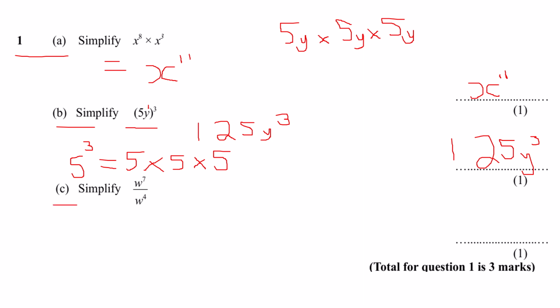Okay, but part c, simplify y to the 7 divided by y to the 4. Remember that fraction line is a division. When I divide, guys, with the same base, I'm going to subtract the powers. So that's 7 minus 4. 7 take 4 is 3. So our final answer reads y cubed, y to the power of 3.